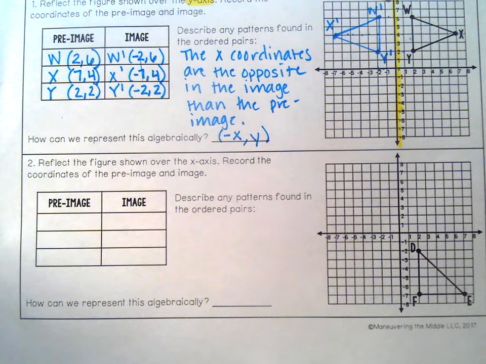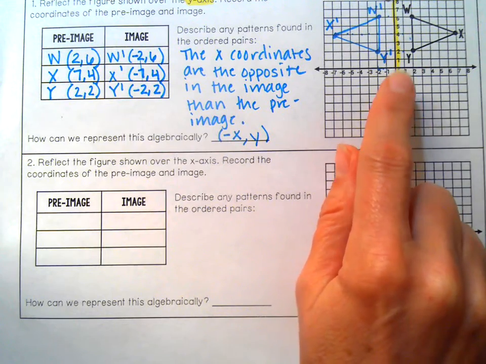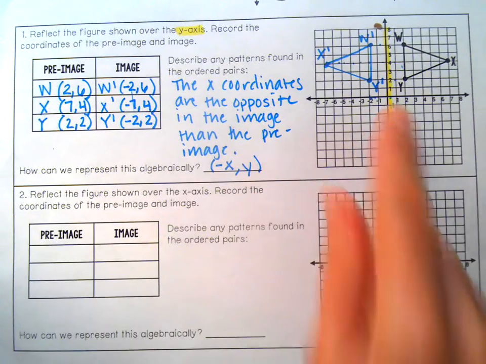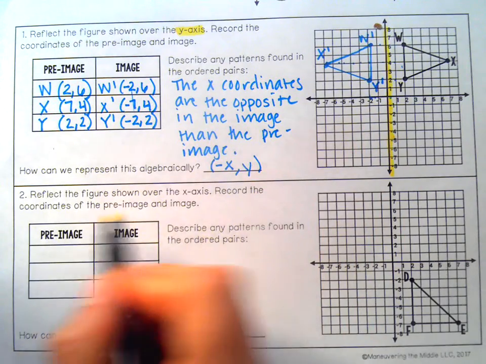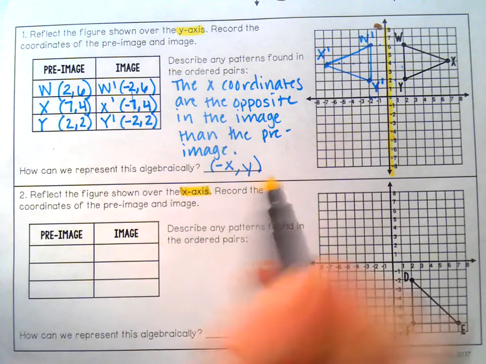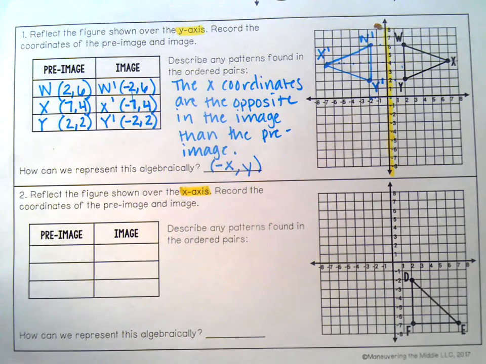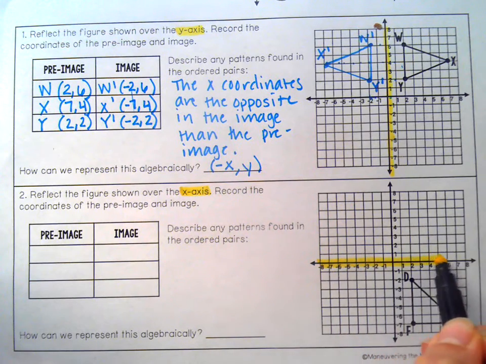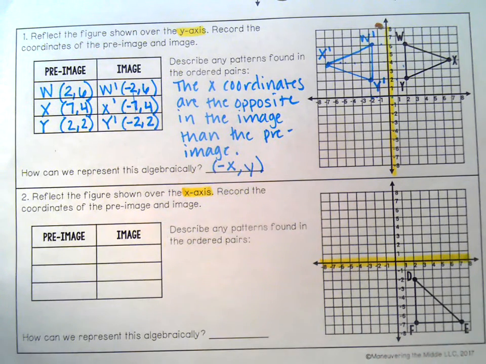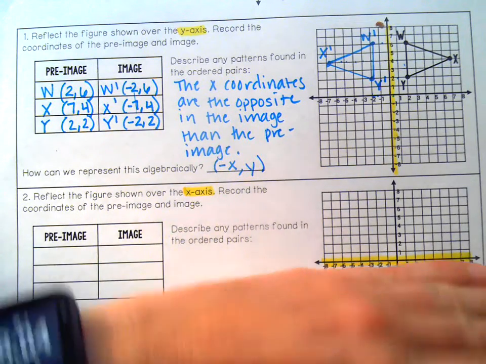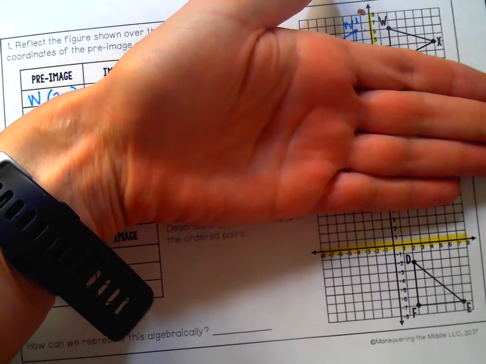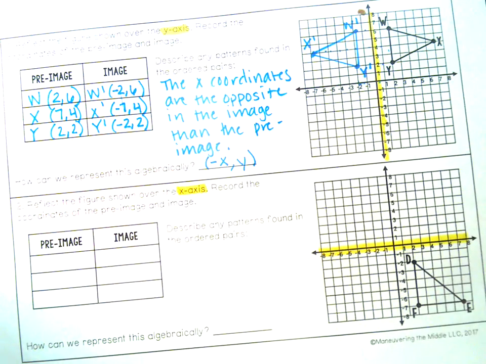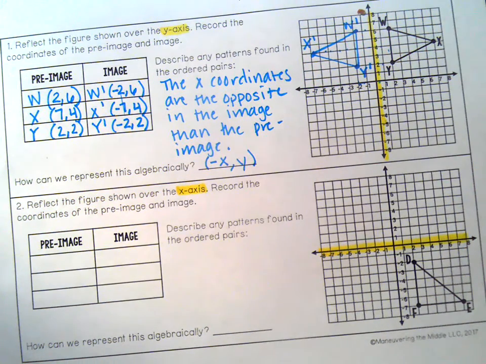Hi everyone. In the last video, we did a reflection over the y-axis, and now we're going to do a reflection over the x-axis. Same thing, just different axis. I'm going to highlight that so I know that that's my line of reflection. I'm going to take this triangle and reflect it over the x-axis. So it's going to be like a mirror image going over the x-axis.